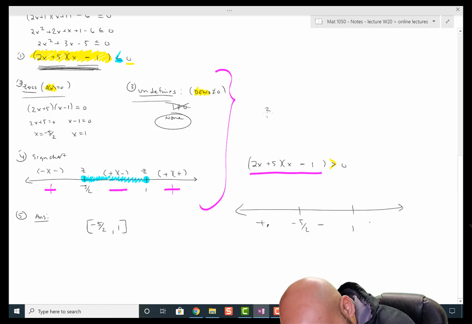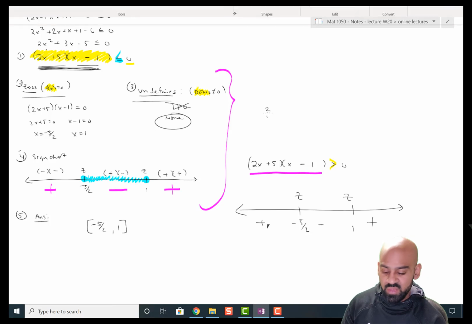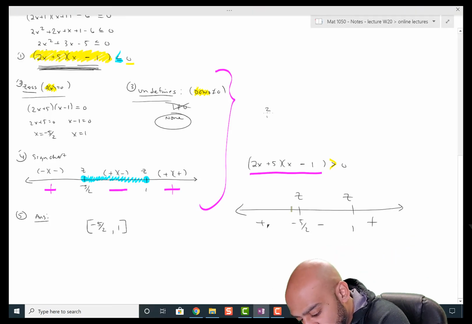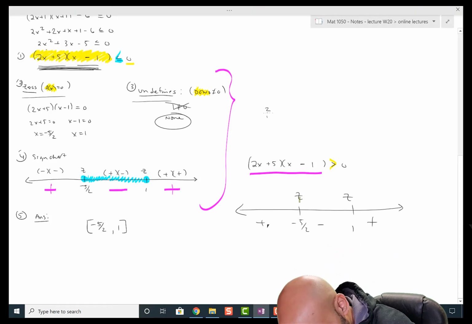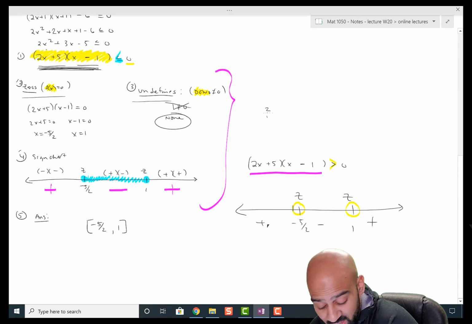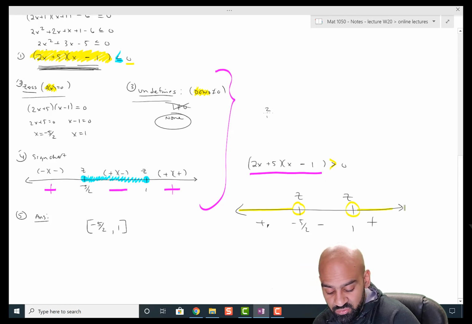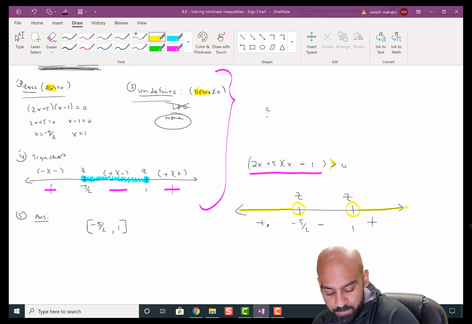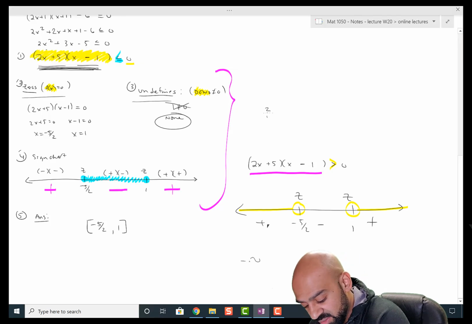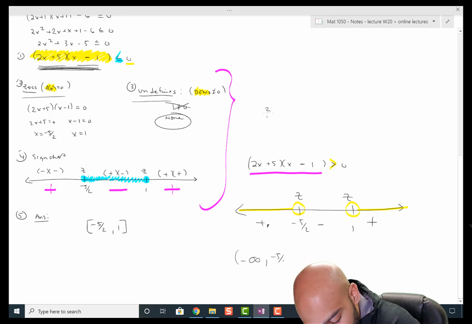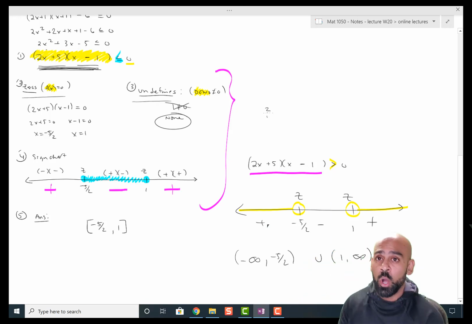So the sign chart looked like this. It was plus, minus, plus, and these are both zeros. Now, because it says greater than, I'm looking for when it's positive, but not equal to 0. So I'm not going to keep any of my zeros, but I want where it's greater than. So effectively, that's going to be my answer. Note there's no different kind of process behind this. There's only one process, and that one process gives you all the information.